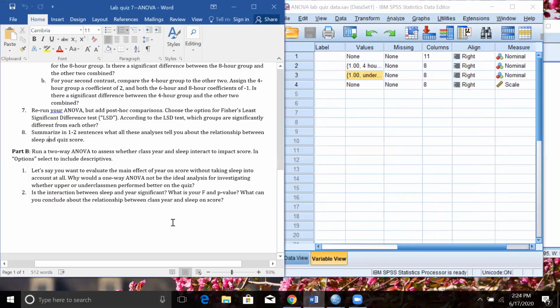So this first question is conceptual. Let's say you want to evaluate the main effect of year on score without taking sleep into account at all.